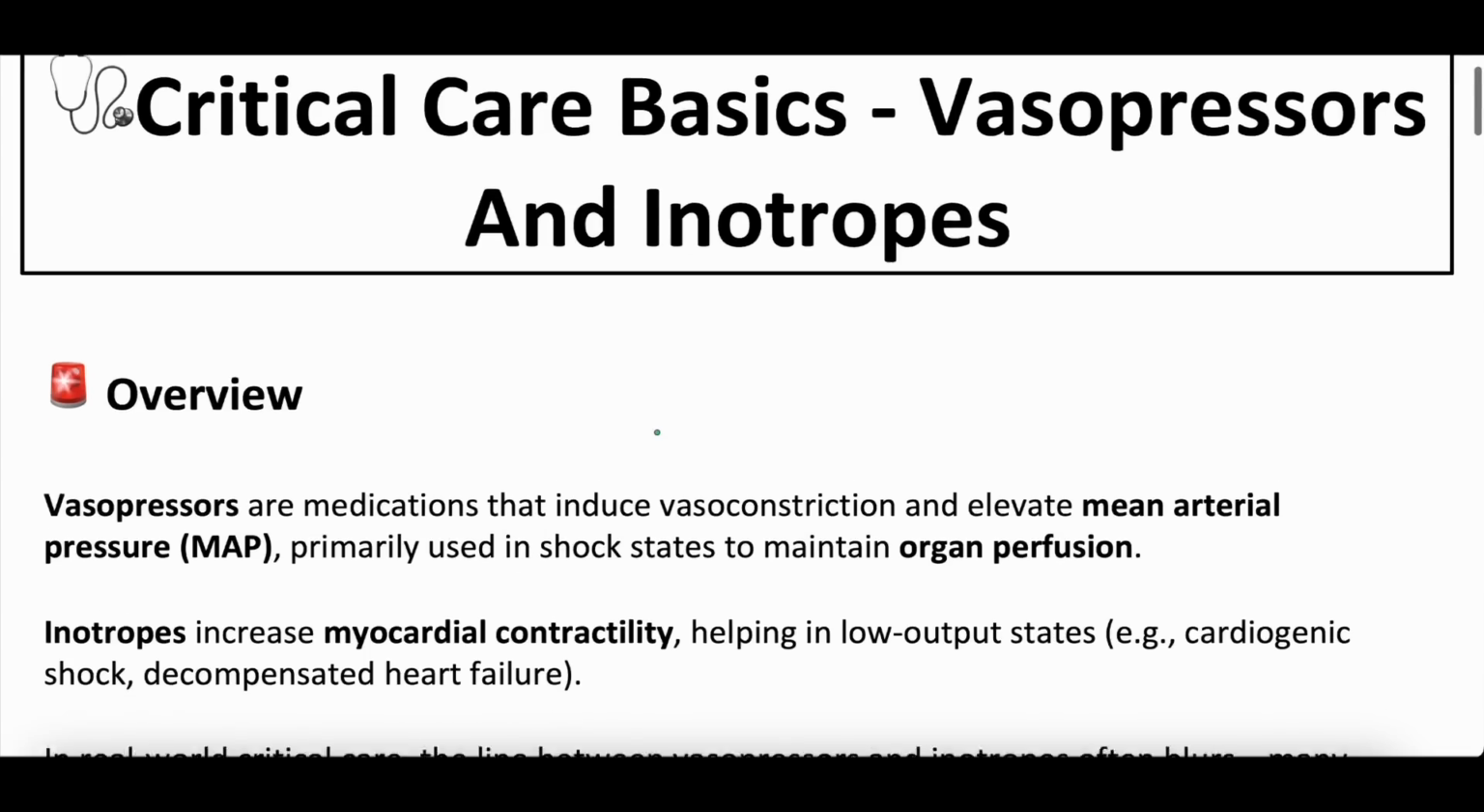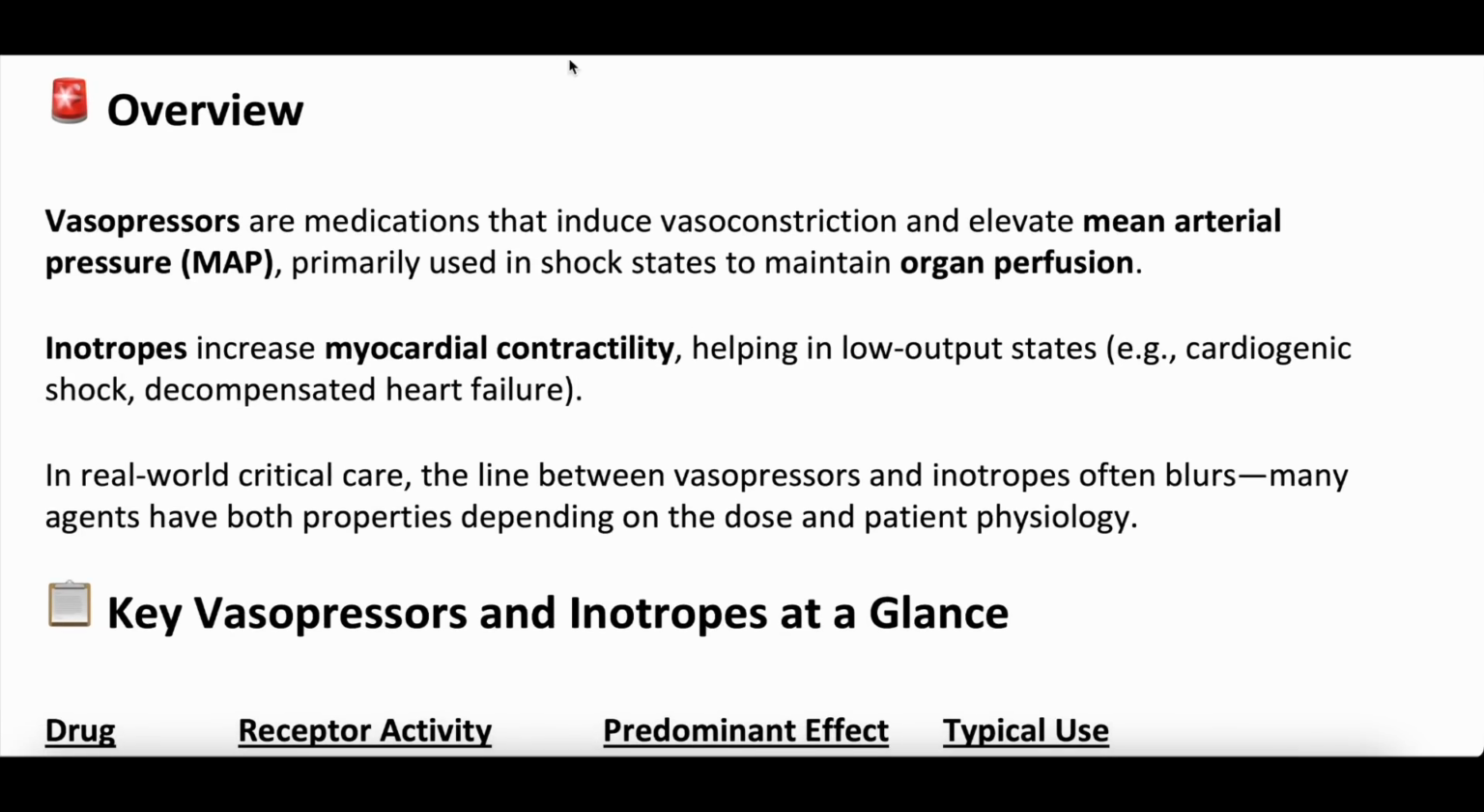Vasopressors and inotropes. So just starting with an overview. What are these things? Let's get our terminology and definitions right. Vasopressors are medications that induce vasoconstriction, and in doing so, they elevate the mean arterial pressure, the MAP. They're primarily used in shock states, and the goal is to maintain organ perfusion. So patients often, when they're hypotensive, we give them a vasopressor to vasoconstrict and increase their MAP to maintain organ perfusion. This is different than inotropes, okay?